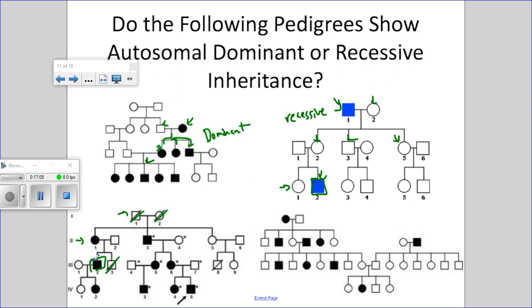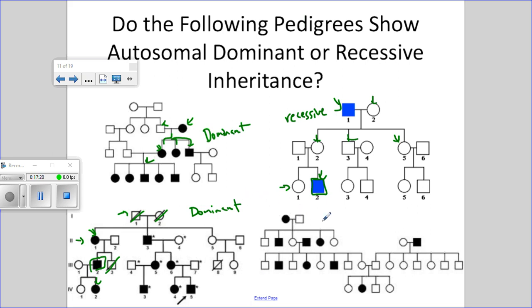This affected male had children with an unaffected female and had an affected child. So here we have the disease showing up in every generation. So it is most likely an autosomal dominant disease.